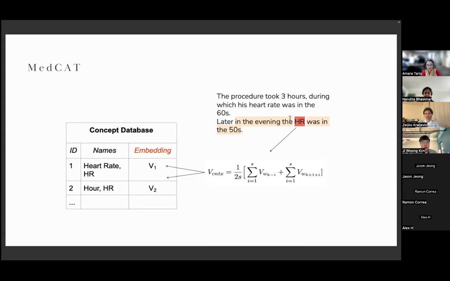And that's important because when later an entity is detected, like this HR entity here, we calculate the embedding of that entity based on the context where it was found, and then run a cosine similarity against the embeddings of all the concepts in the database to get the proper link for the HR concept. So in this case, if it was good, it would link HR to heart rate instead of hour or any other concept in the database.